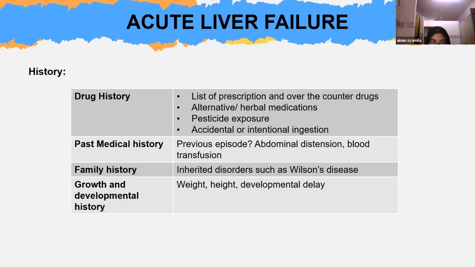Other history we can ask is the drug history, because one of the causes of acute liver failure is drugs and toxins: any over-the-counter drug, any alternative or herbal medication. Next is the past medical history: any previous episode before, any history of blood transfusion. Next, regarding the family history, some diseases such as Wilson disease are inherited in the family. And ask also about the growth and developmental history of the child.